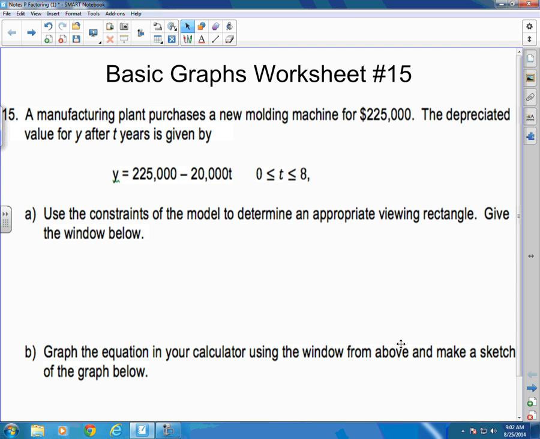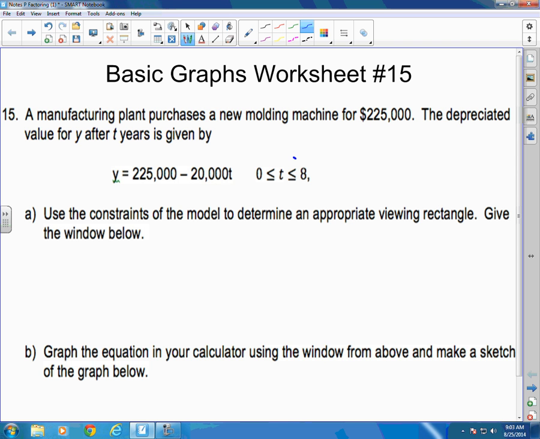They purchased a new molding machine for $225,000. It depreciates every year, and that value that it depreciates is the y. T is given by time, and that would be the number of years. So the equation says y equals 225,000 minus 20,000 t.